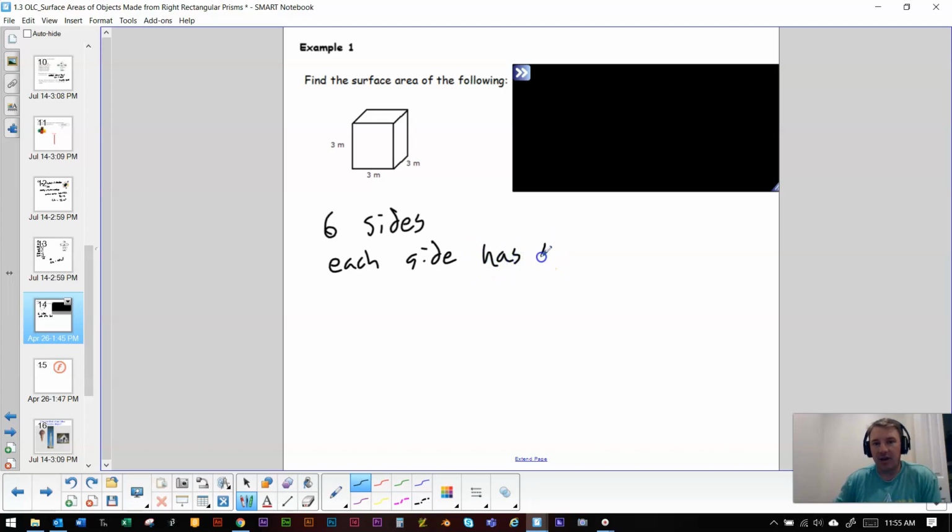Each side has a surface area of, okay, we've got to find it out because this time we're not using centimeter blocks, so it's actually got different units.